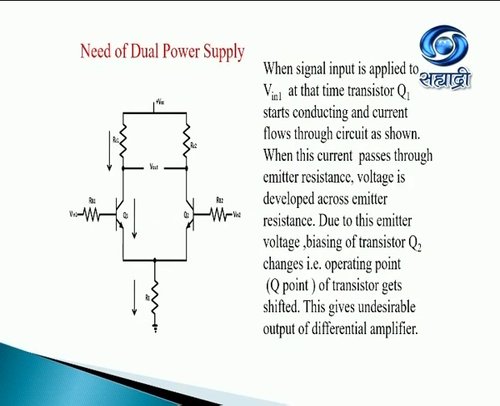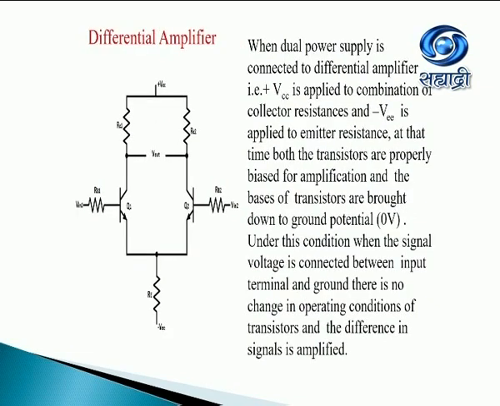When the signal input is applied to Vin1, at that time transistor Q1 starts conducting and current flows through circuit as shown. When this current passes through emitter resistance, voltage is developed across emitter resistance. Due to this emitter voltage, biasing of transistor Q2 changes, that is, operating point, which is Q point of transistor, gets shifted. This gives undesirable output of differential amplifier. As we don't want this, we use dual power supply.